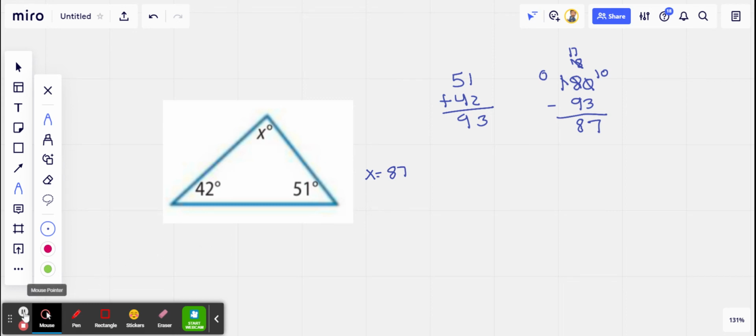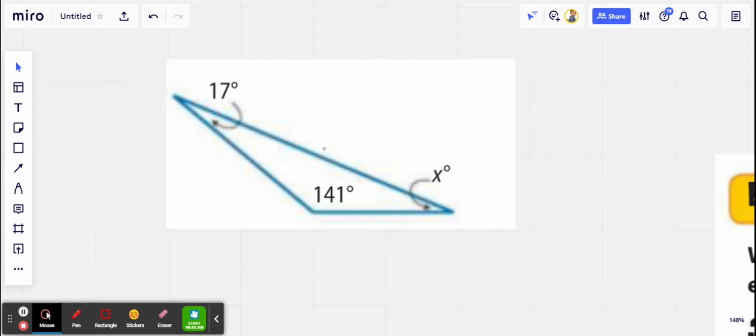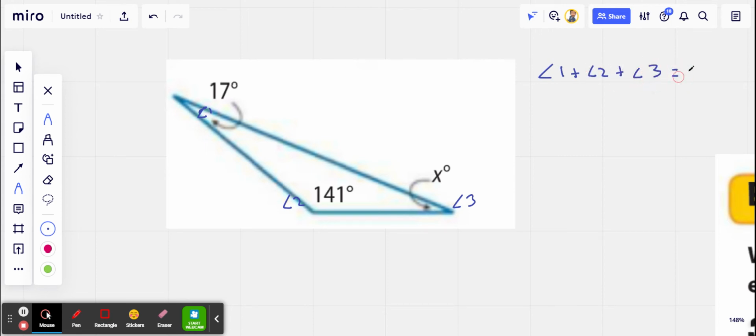Let's look at another example. Here's an obtuse triangle because this angle right here is greater than 90 degrees. 141 makes it an obtuse angle, so this makes it an obtuse triangle. We know that if we add angle 1, angle 2, and angle 3 together, those equal 180 degrees. Angle 1 plus angle 2 plus angle 3 equals 180.